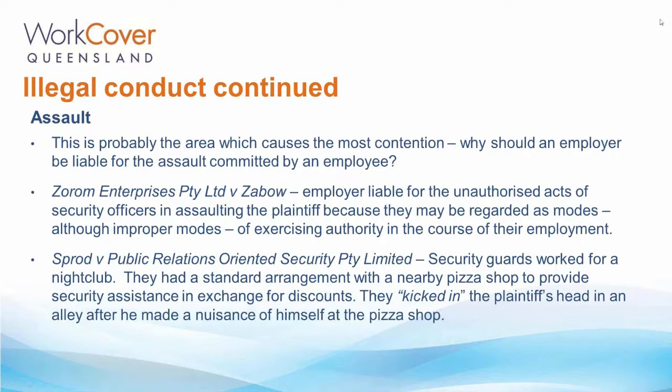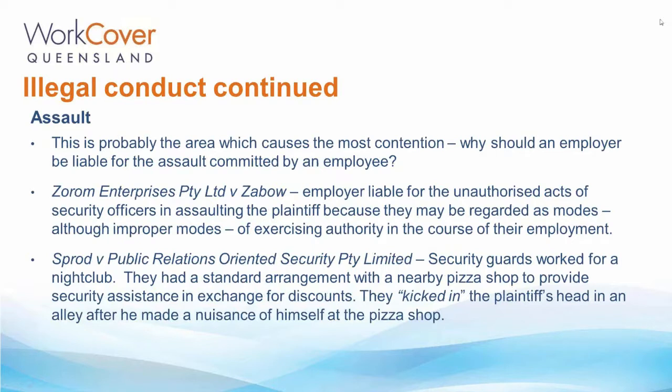Assault is probably the area which causes the most contention. Why should an employer be liable for an assault committed by an employee? Again, there's a lot of case law in this area, which reflects the employer's resistance to being found liable for such acts committed by their workers. In Zoron Enterprises and Zabao, an employer was found liable for the unauthorized acts of security officers in their employ, who assaulted the plaintiff when removing him from a hotel. In that case, the court held that whilst the assault was an improper mode of carrying out the employment, it was still a mode of exercising authority in their course of employment as a security guard.